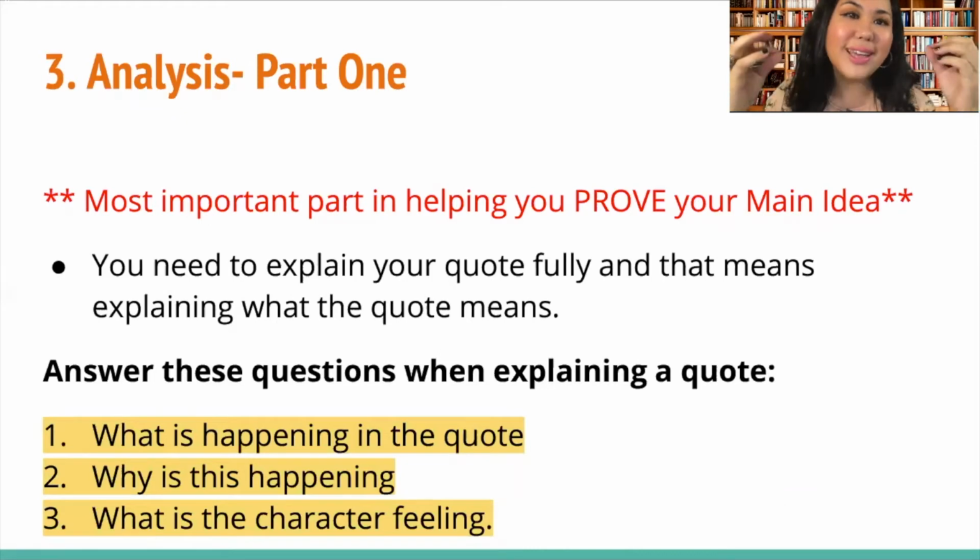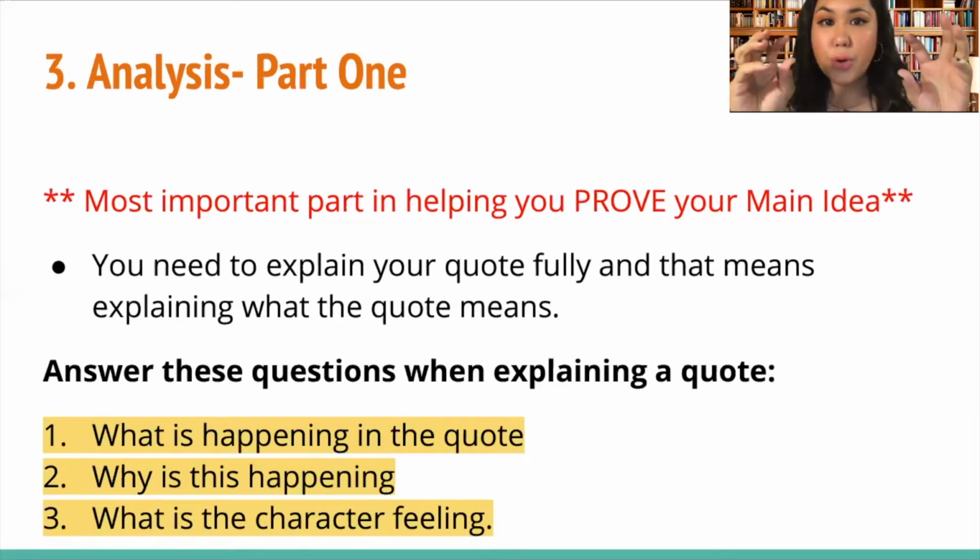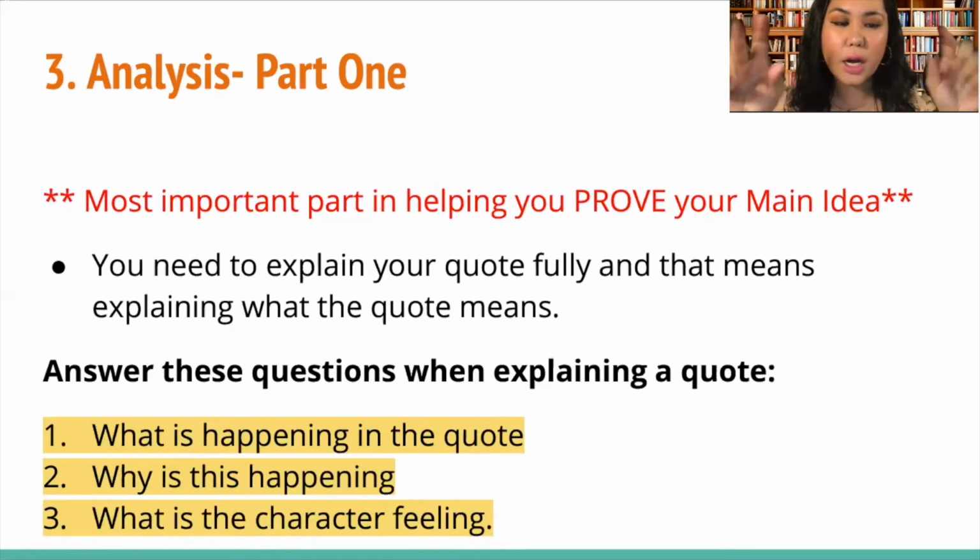All right, so to help you be even more clear about what to write, I gave you some questions here to follow. Once you throw your evidence, once you throw your quote there, you can answer what is happening in the quote, why is it happening, and what is the character feeling? Or how does the theme help show in the book? Whatever it is, okay? It doesn't have to be about character. It can be about theme, conflict, whatever helps you prove your main idea, okay?